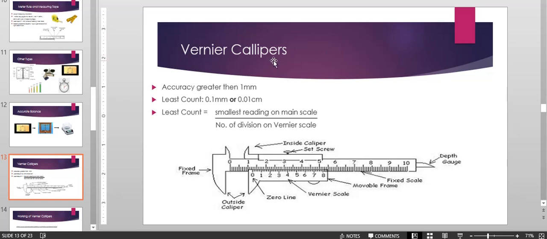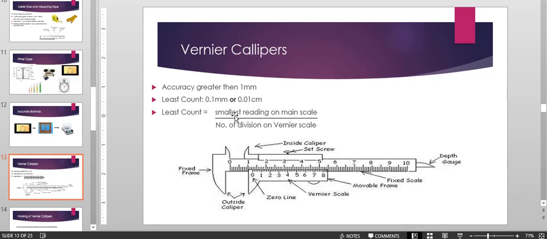Now let's talk about the vernier caliper, which is an instrument used to find out the external and internal diameter of an object or to find out the depth of any hollow cylinder. Accuracy is greater than 1 millimeter, that is, its least count is 0.01 centimeter or 0.1 millimeter. That is, it can measure the diameter of an object that is equal to this value.